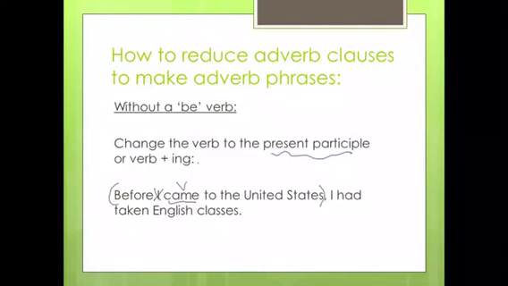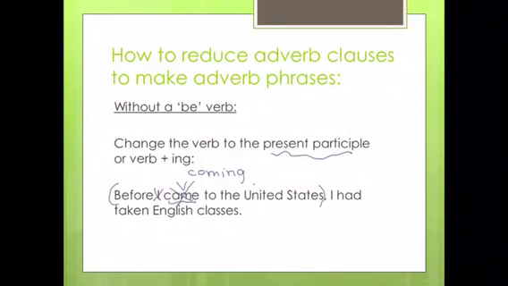But the present participle is really just the base form of the verb plus ing. So the base form of came is come, and I want to add ing. So our clause becomes, before coming to the United States, I had taken English classes.